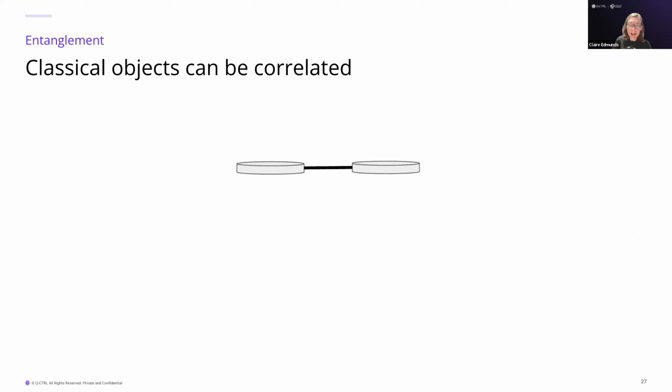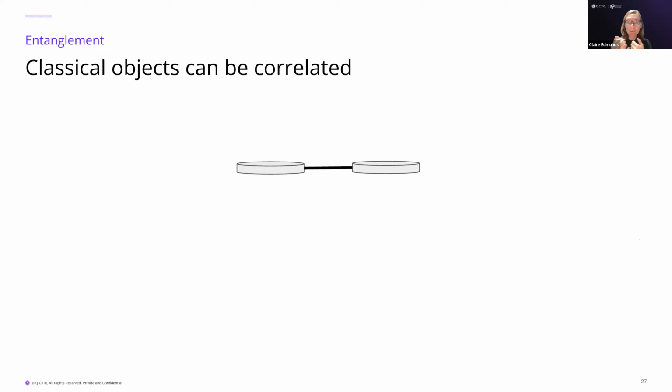So to start off, let's talk about correlations, because entanglement is all about correlations. But correlations aren't necessarily a quantum thing. Classical objects can be correlated. And what I mean by that is that the result of one thing can be exactly the same as the result of the other thing.